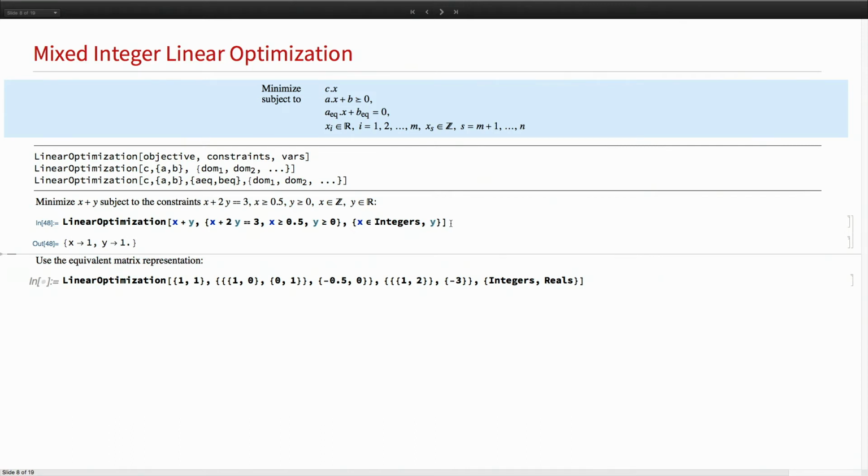We do allow the users to specify this exact same problem in this matrix vector form, because sometimes you might have some legacy code that uses this form for linear programming. So it's convenient to use it that way. In this case, the first element is an integer, the second element is real. You get the exact same problem, exact same solution.